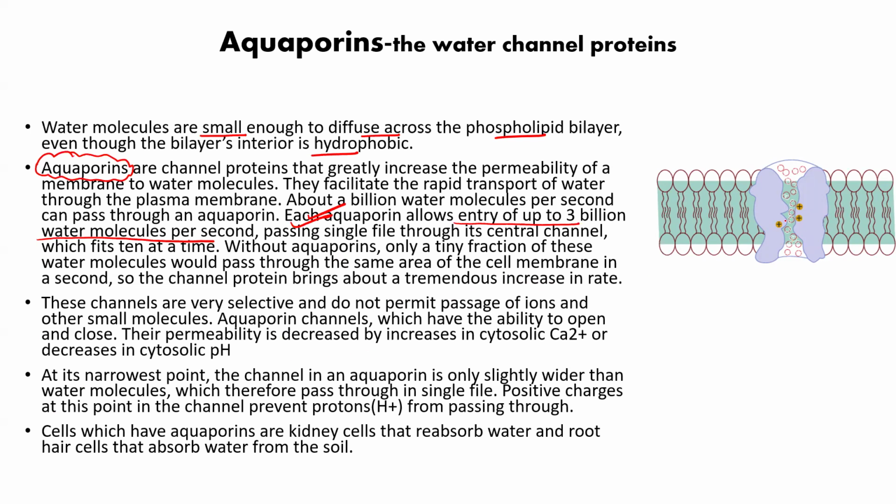And see in the diagram, at the narrow point, you will find positive charge, which does not allow any ions, even protons, to pass. So they are very specific, or you can say selective. They do not allow any other ions or even small molecules to pass. You will find aquaporins in the kidney cells or in the root hair cells to absorb water in large quantity. So I hope in this video, the types of channel proteins and the explanation of aquaporins and ion channels were easy for you. Thanks for watching.